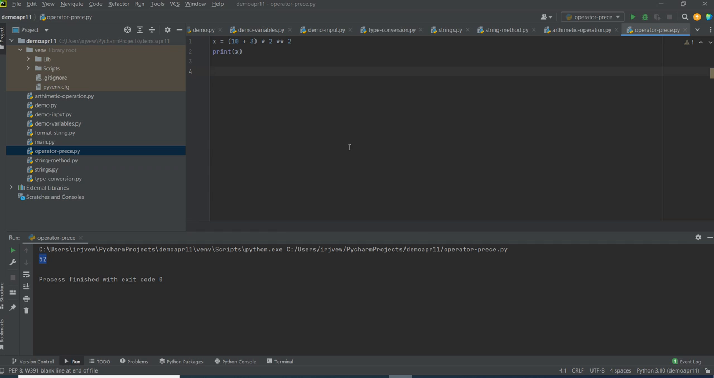So this way, operator precedence works in our Python programming language. It will take the parentheses as the higher precedence, followed by the exponential, and then multiplication or division, and finally addition or subtraction.